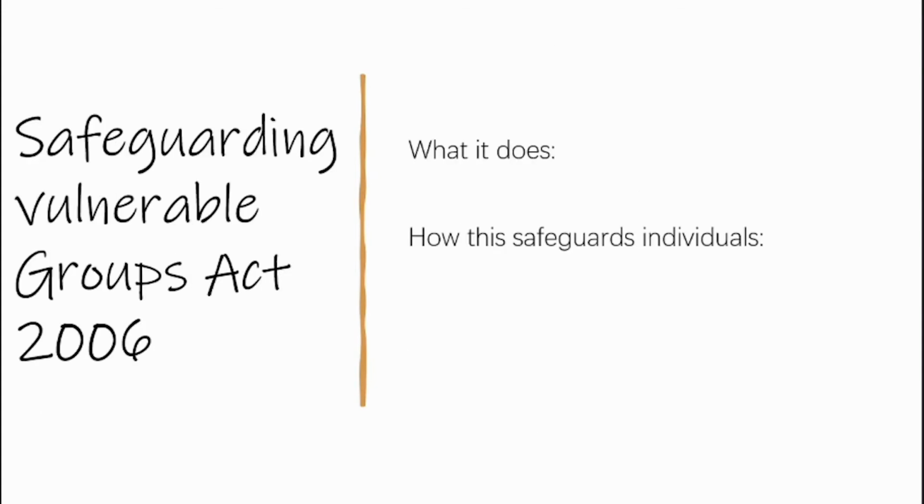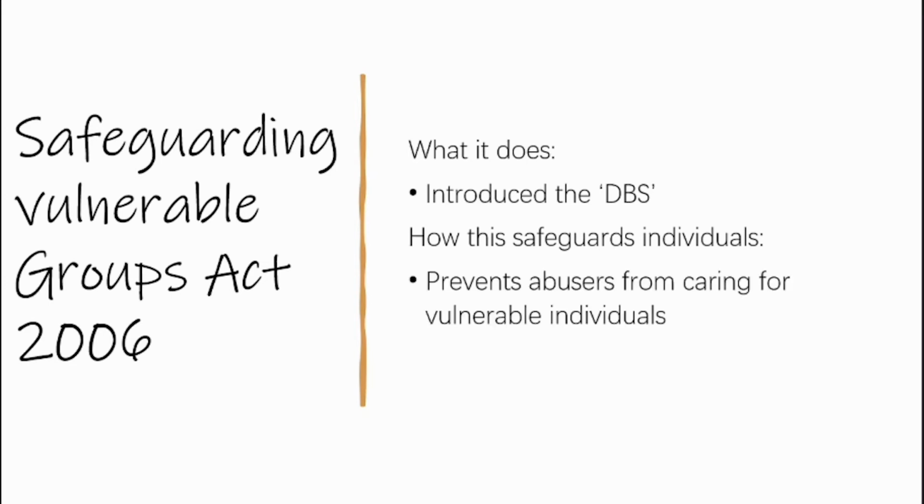The Safeguarding Vulnerable Groups Act introduced the DBS, a legal document which lists an individual's previous criminal convictions. This helps to prevent dangerous people and abusers from gaining access to vulnerable people through their work, as employers can choose not to employ them if they are deemed unsafe.